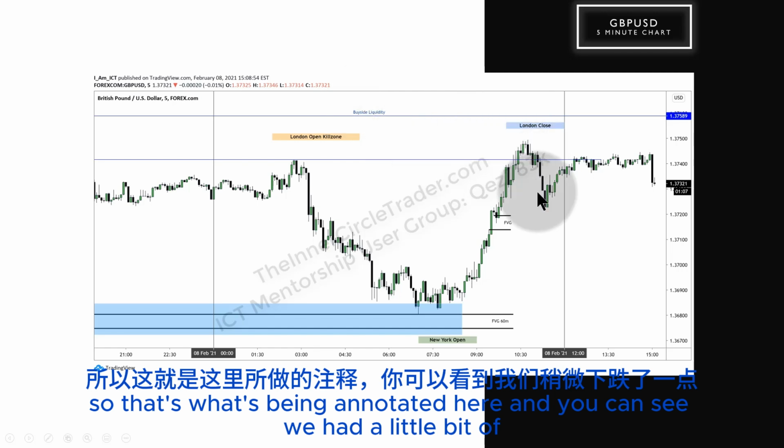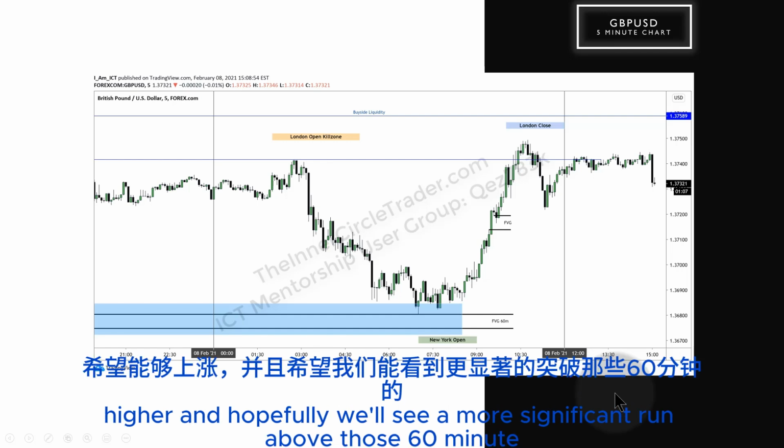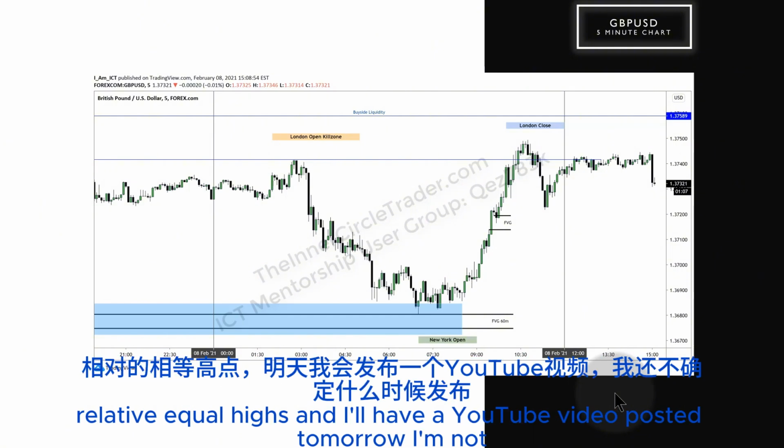And you can see we had a little bit of a decline here, and it's just going sideways. I'm still favoring cable going higher, and hopefully we'll see a more significant run above those 60-minute relative equal highs.